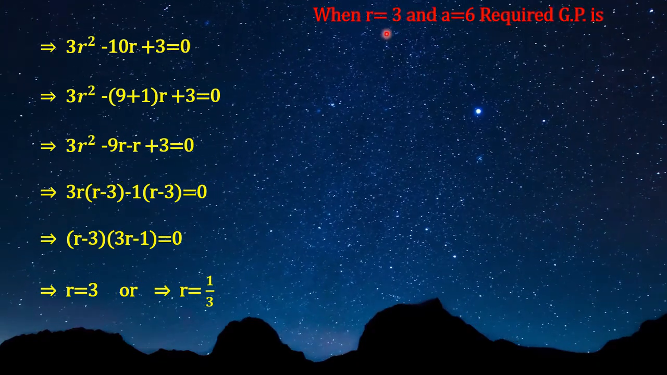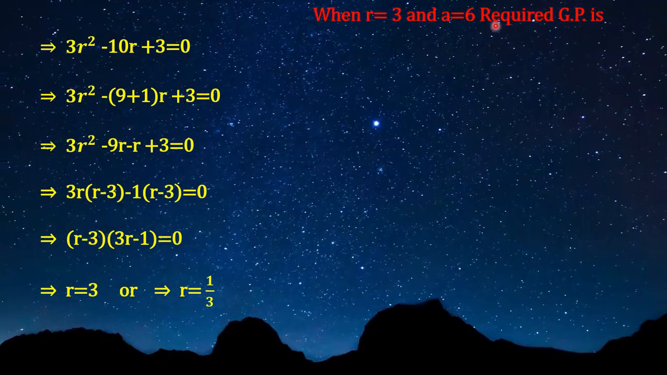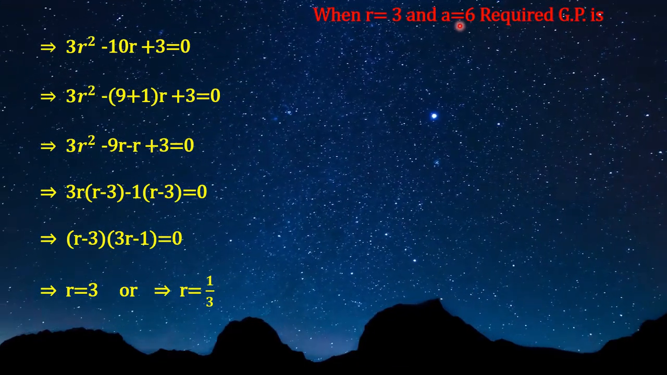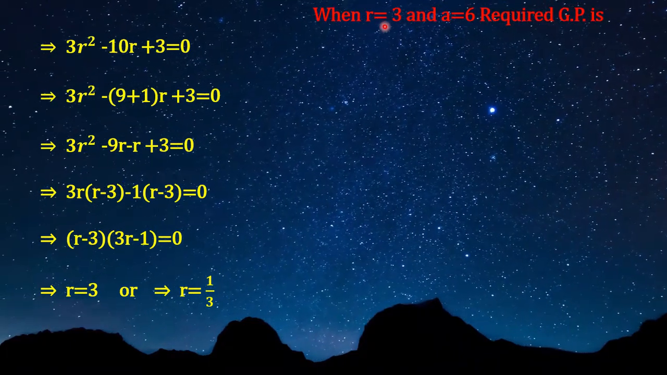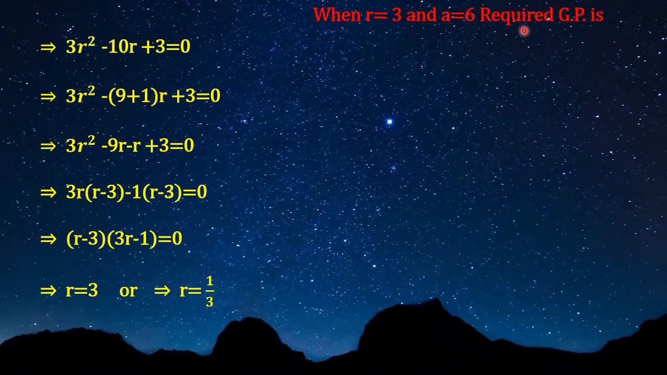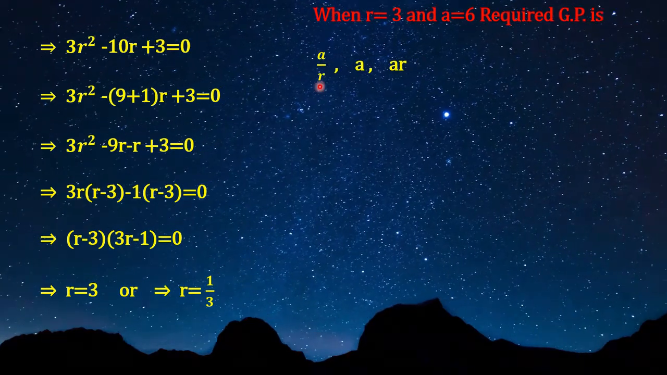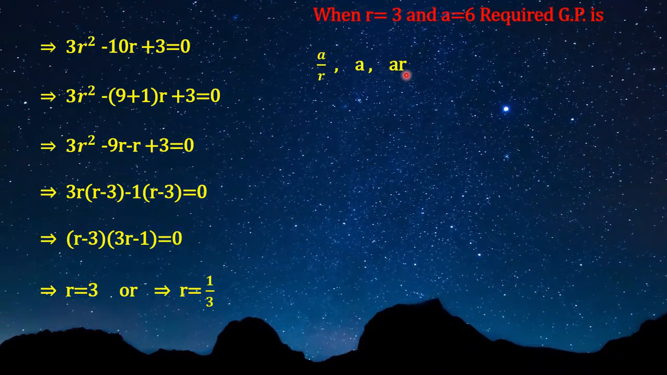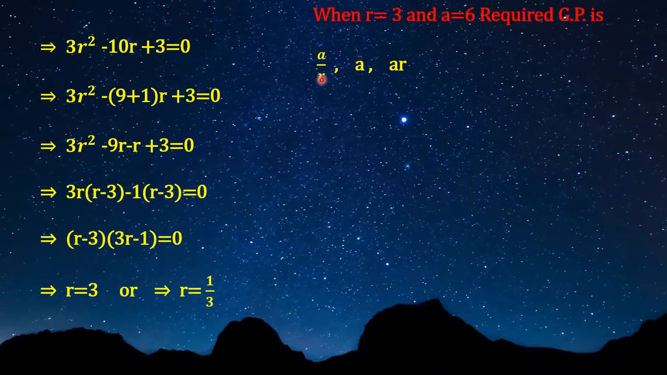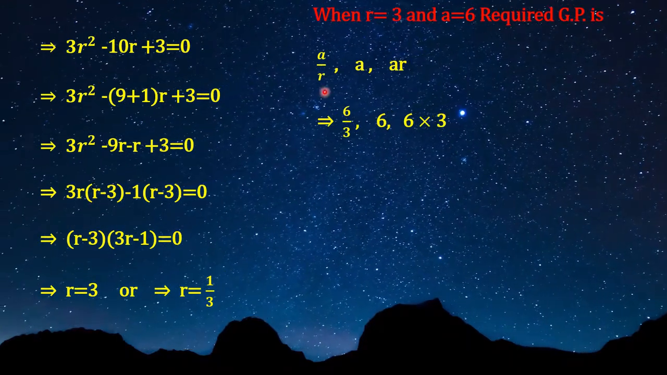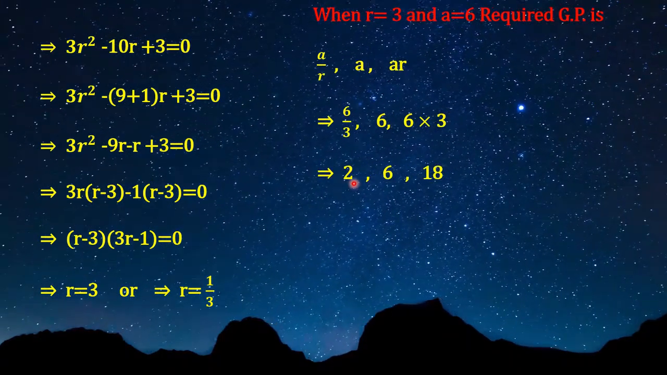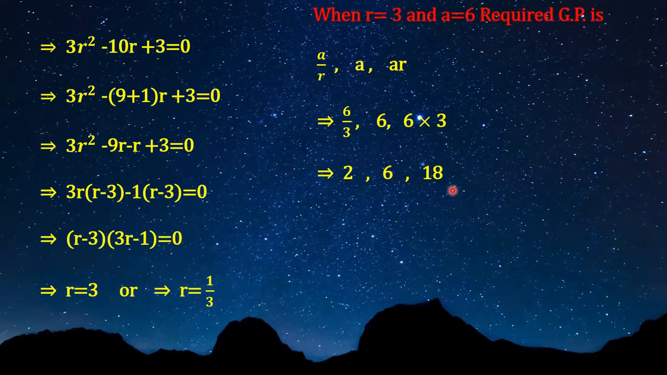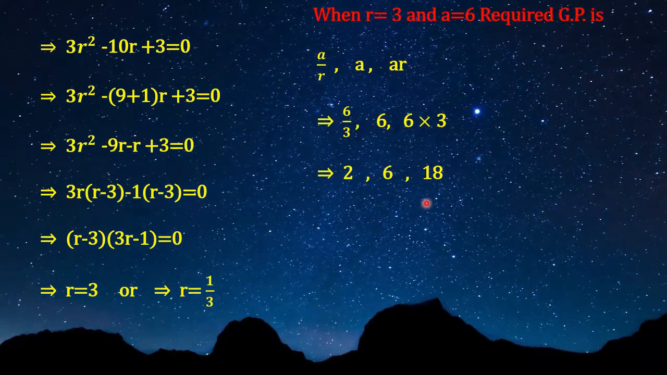So, when r is 3 and a is 6, a is already found. So, when r is 3, a is 6, required GP is a/r, a, ar. Now let's input the value of a and r to get this line. On simplification, we are getting 2, 6, 18. So which are 3 terms of the GP.